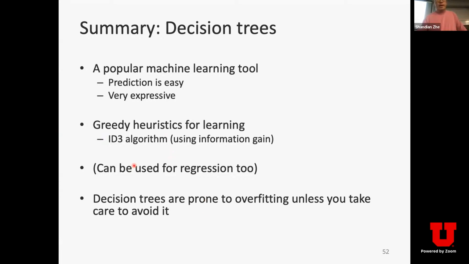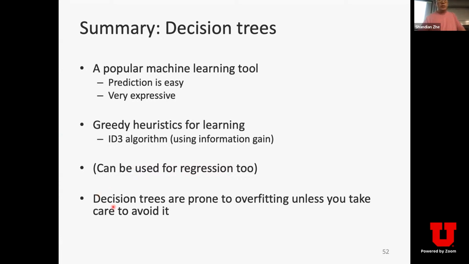And decision trees can be extended for regression as well. We have discussed this previously, right? You can just set a stopping criterion and then calculate the average of the labels. Remember, in the regression case, the label will be continuous, right? So you just take the average.